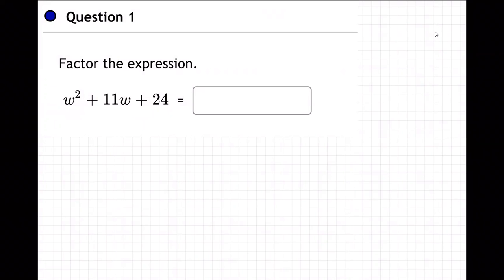So I want you to notice first off that there's nothing they all have in common, right? W doesn't go into all of them. This guy doesn't have a W. So they don't all have W in common. They don't have any number. This one has no number in front. So there's no number that goes into all of them. They don't have any letter. They have nothing in common to all 3.